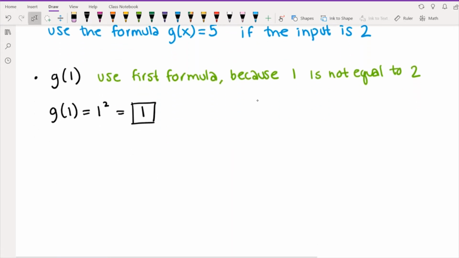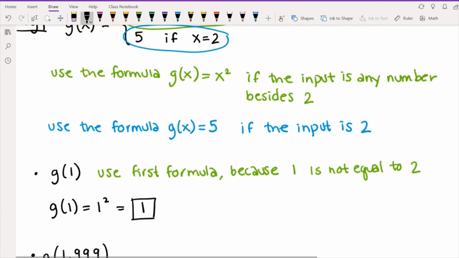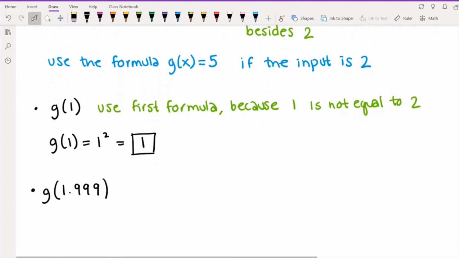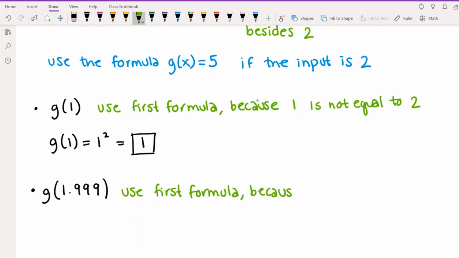Okay, what about if we wanted to evaluate g of 1.999? So notice that, again, we're supposed to use the top formula for any number besides 2. So 1.999, that's pretty close to 2, but it's not 2, right? It's a different number. And so we're going to still use the first formula because 1.999 is not the same number. It's close, but it's not equal to 2.